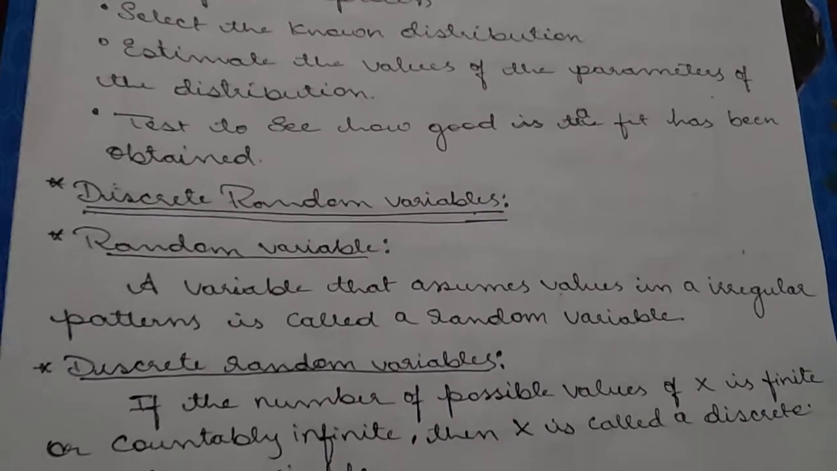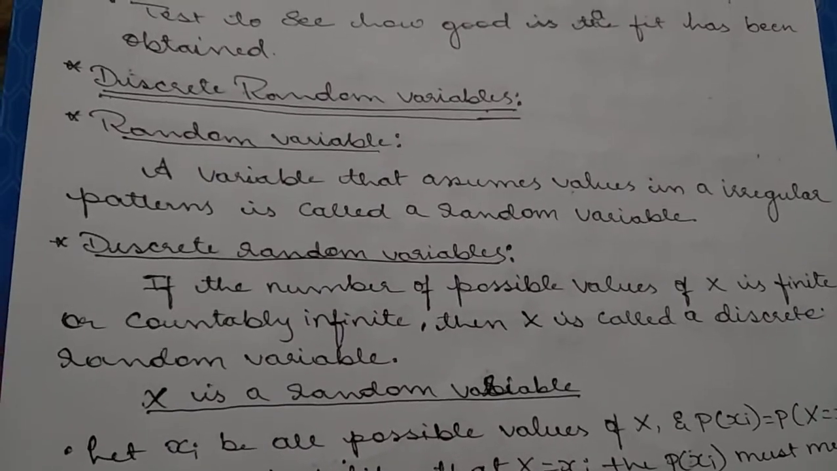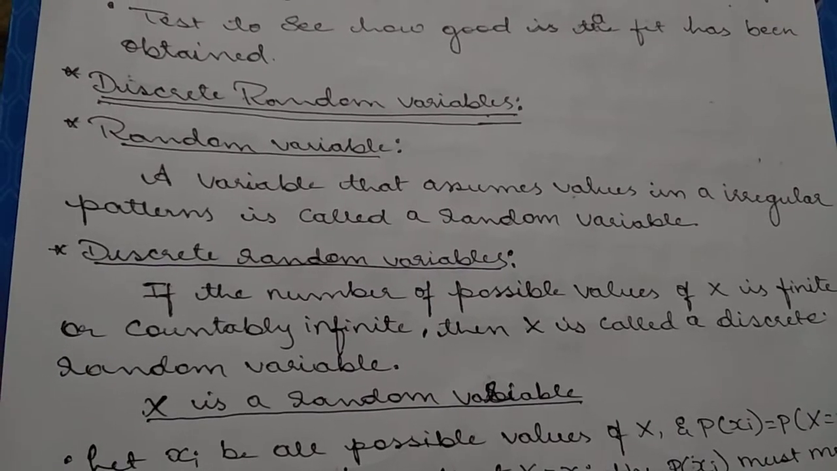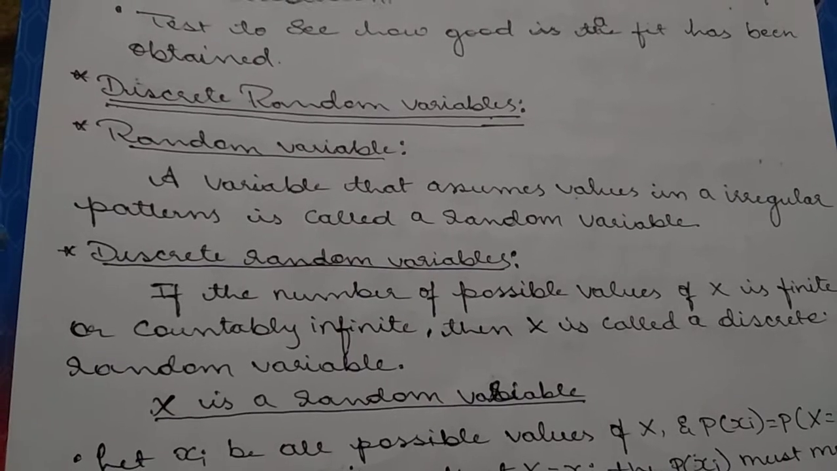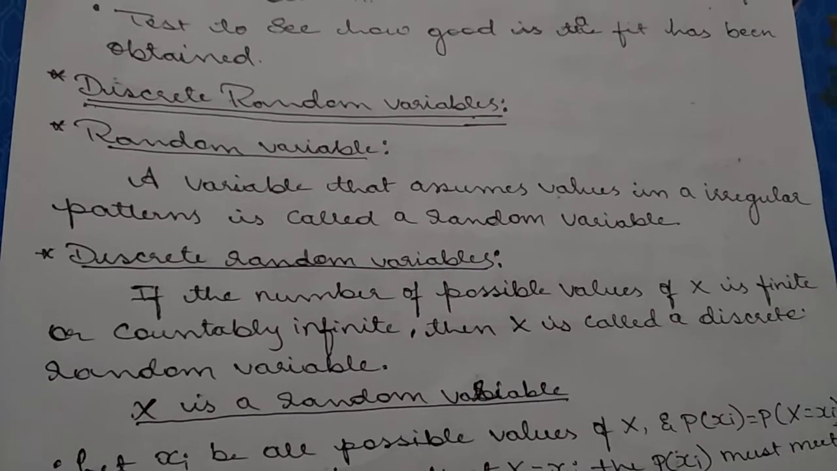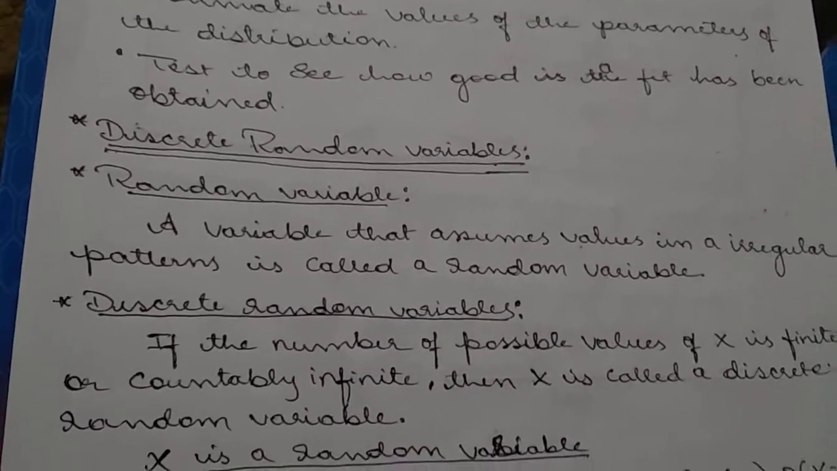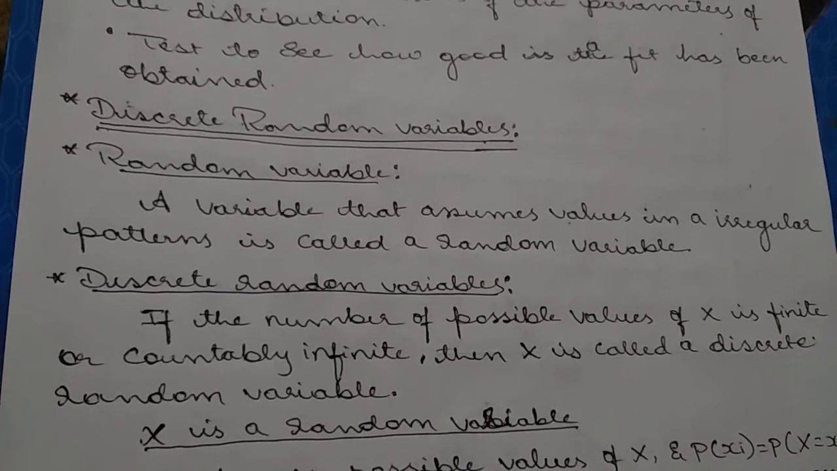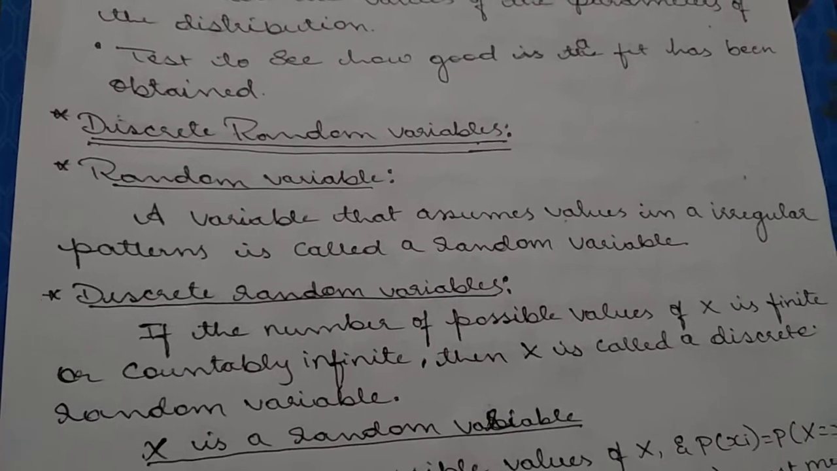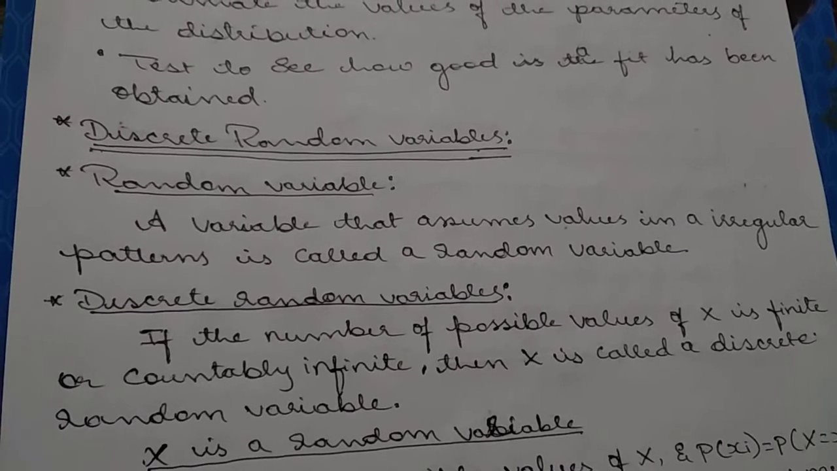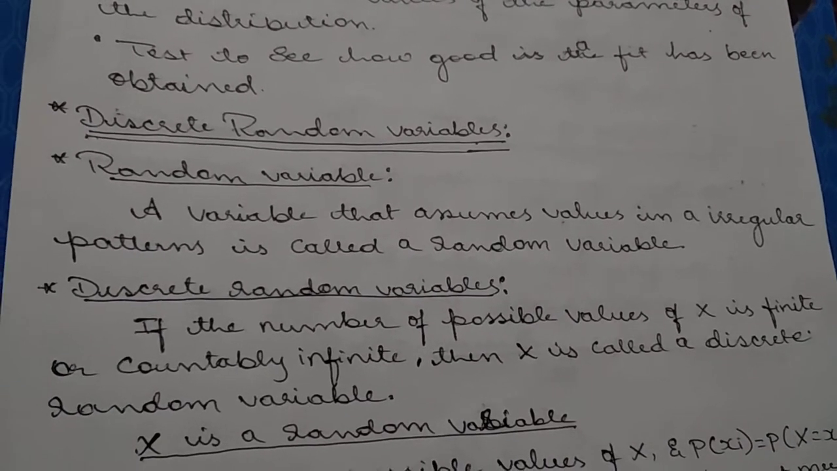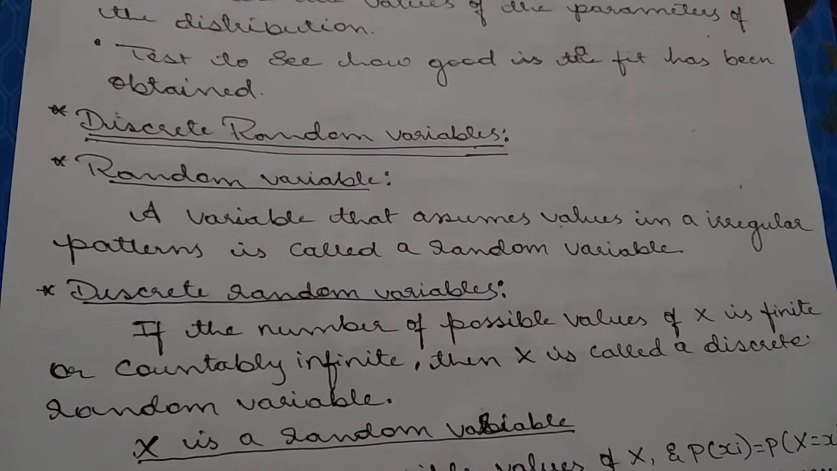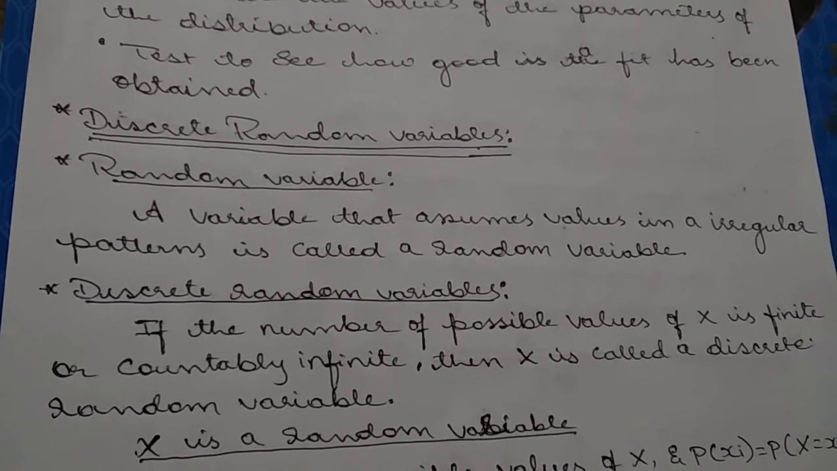Now, what do you mean by the discrete random variable? Here, for example, if I give n equals 20, it means 20 random numbers will be generated. So here the number of possible values of x is finite. That is, 0 to 100 means maximum you can give 100 values. That is finite. That is called your discrete random variables. Here x is the random variable you are generating.